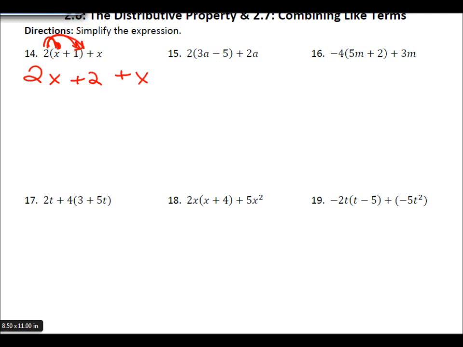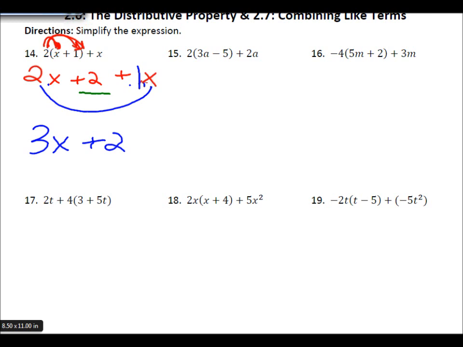I'm going to leave my plus x out there because I haven't done anything with it yet. Now I can combine like terms. So x and 2x are like terms, so I'm going to add them. I'm going to do exactly what it says. 2x plus x is 3x. Remember, there's a 1 here. Oops, I didn't work it all. Let's try that again. Remember, there's a 1 out there if we don't see anything. On the other hand, my 2 here does not have any other like terms, so we're just going to write it down.